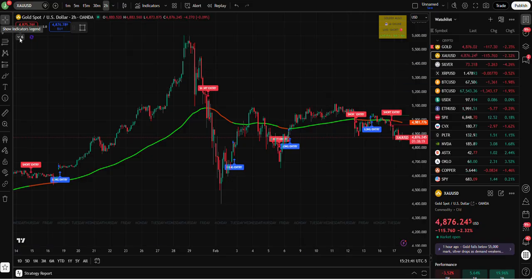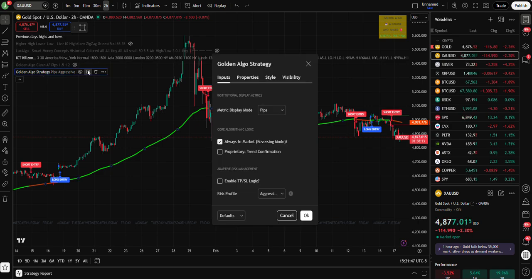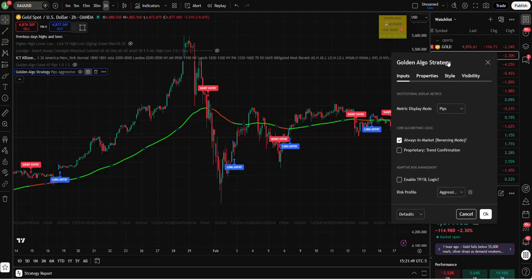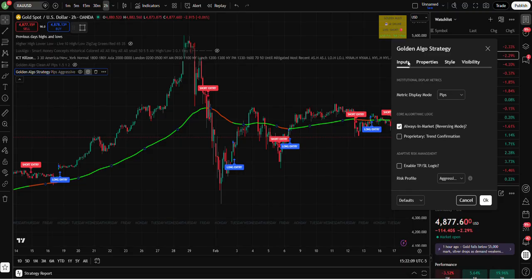But firstly, if you don't know, if you click this one here, go on Golden Algo Strategy, and here are the settings. This should be your default. If it's not your default, just change it to this. There's only so much I can do on TradingView, but if you have these two turned on as well, just turn them off, because this has extra writing over it, and this just has meaningless numbers. You don't need those on. Have it looking like this and go on inputs.